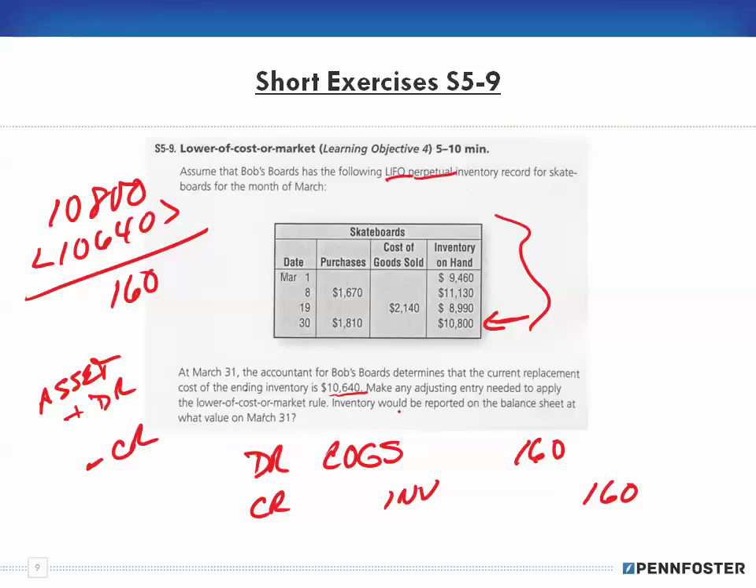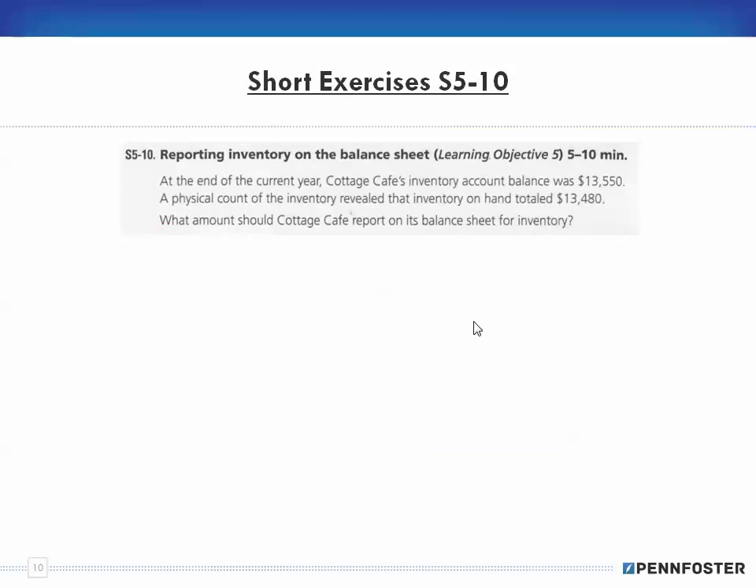It says here, inventory would be reported on the balance sheet at what value on March 31st? So on March 31st, our inventory value should be 10,640, not the 10,800. Next problem, next exercise.